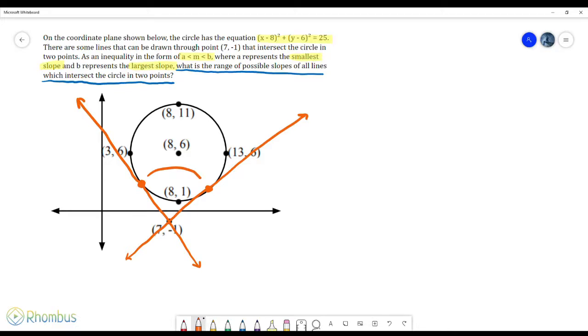For example, this line would touch the circle twice, since it touches this point above and this point below. So if we were to find out the slopes of the two orange lines that I drew, we'd be able to find out the values of a and b and get our inequality. So in order to do that, we must construct the following triangle.